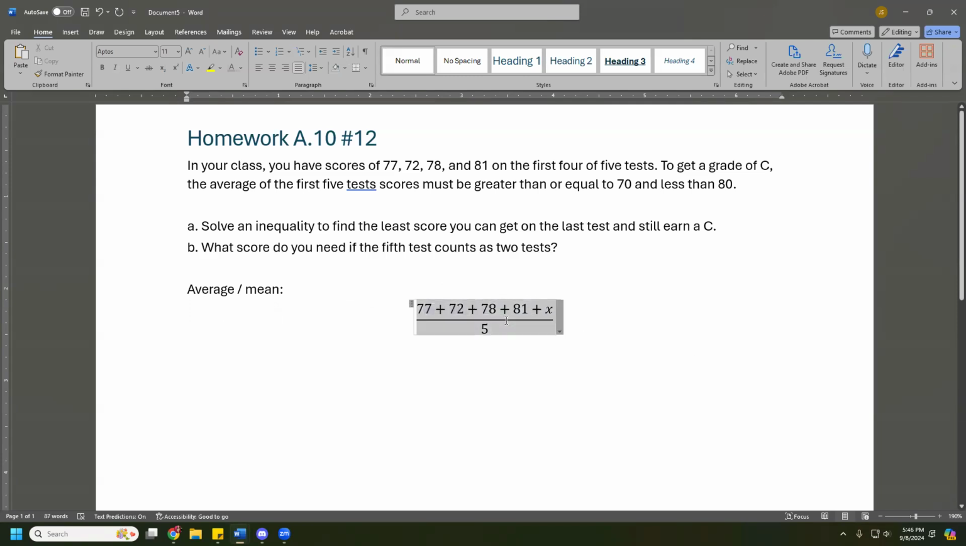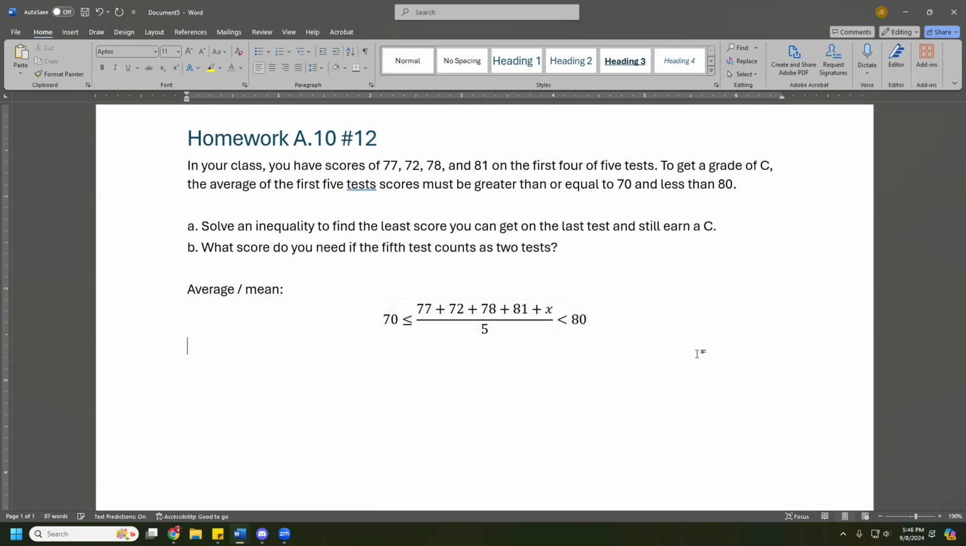And now my average, which is this thing right here, it says it needs to be in between 70 and 80. So on the lower end, I want it to be a 70, and then on the upper end, I want it to be an 80. Actually, it says specifically less than an 80, because I think 80 tips it over into B, so I should not include the value 80. It needs to be a strict less than symbol. So this is essentially my equation that I have to solve for X.